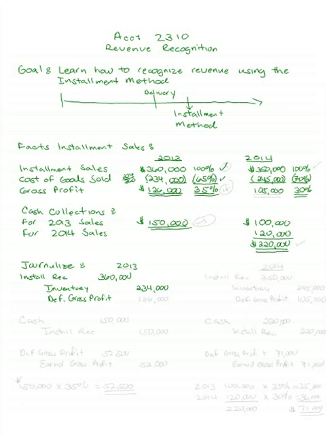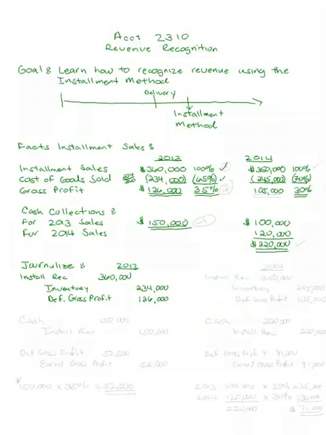And that is the difference, $126,000. Never heard of that account before. It's a contra account. It's contra to installment receivables. We'll look at that in a little bit. So that records the sales for 2013.